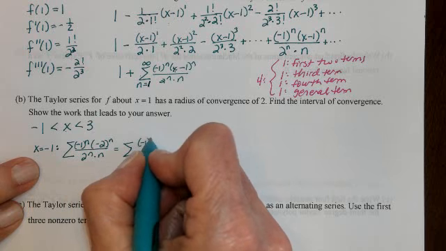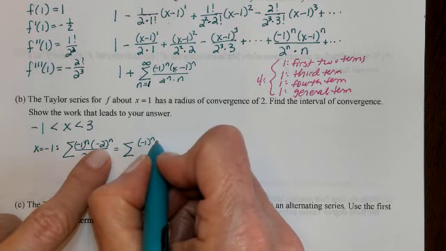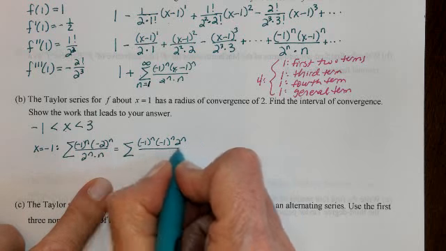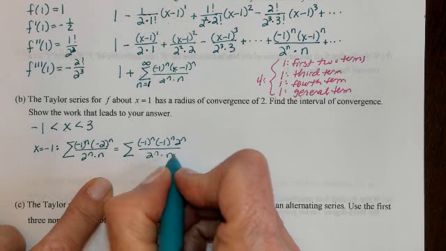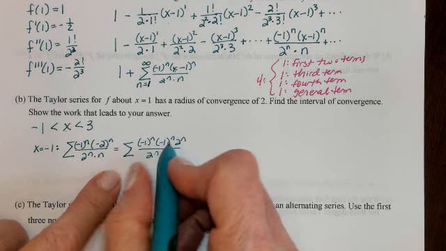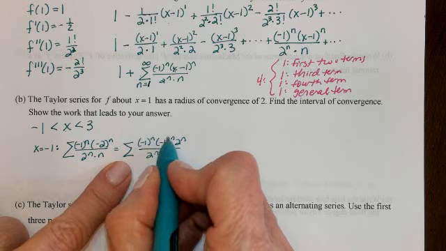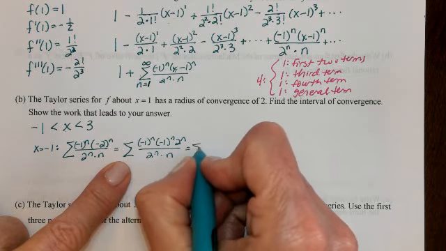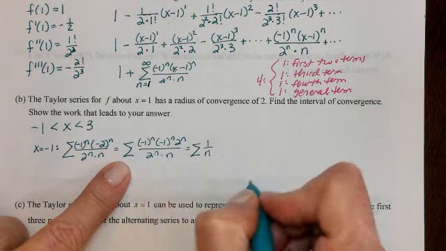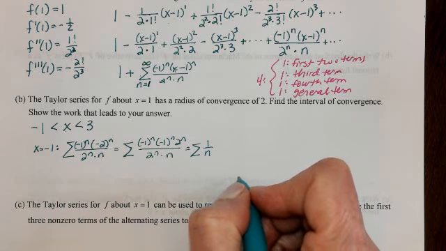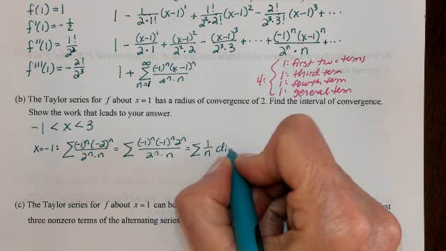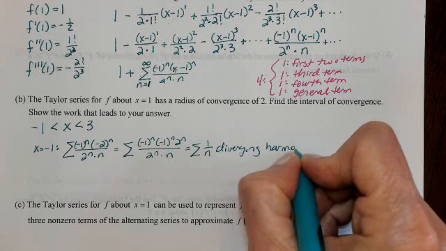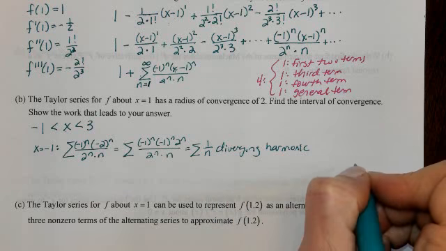Well, (-1)^n times (-2)^n is (-1)^n times 2^n, over 2^n. The 2^n's cancel, and (-1)^n times (-1)^n will always be positive. So this reduces to the sum of 1 over n, which is our diverging harmonic series, right?